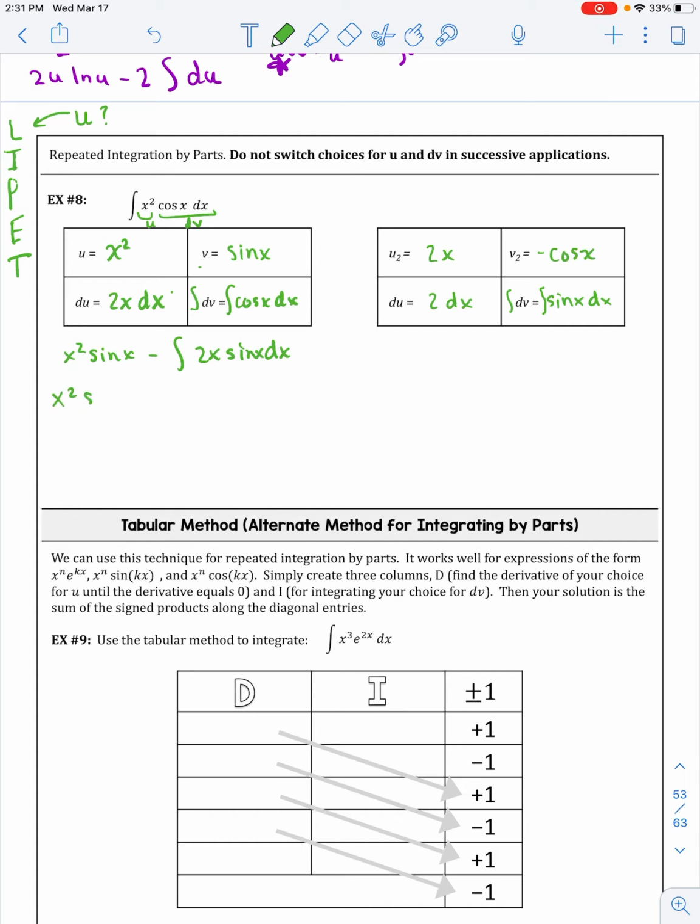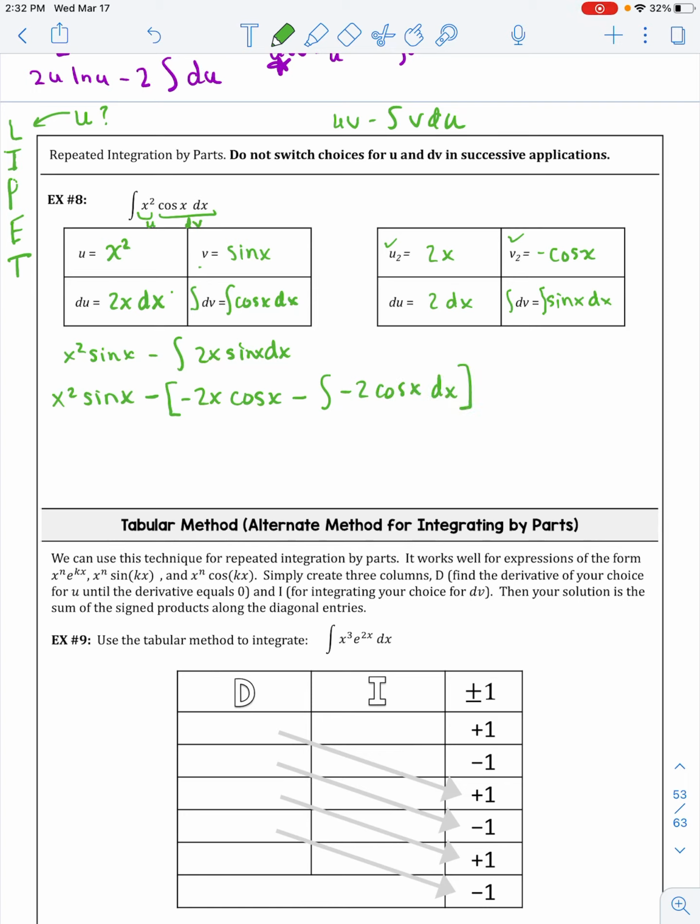And so now I've got x squared times the sine of x minus, now put a bracket here because this integration is going to be the u times v minus the integral of v du. So we want to make sure that this negative gets distributed. So u times v is going to be negative 2x cosine x, because I just took basically that times that, minus the integral of v du. And so this will be negative 2 cosine x dx.